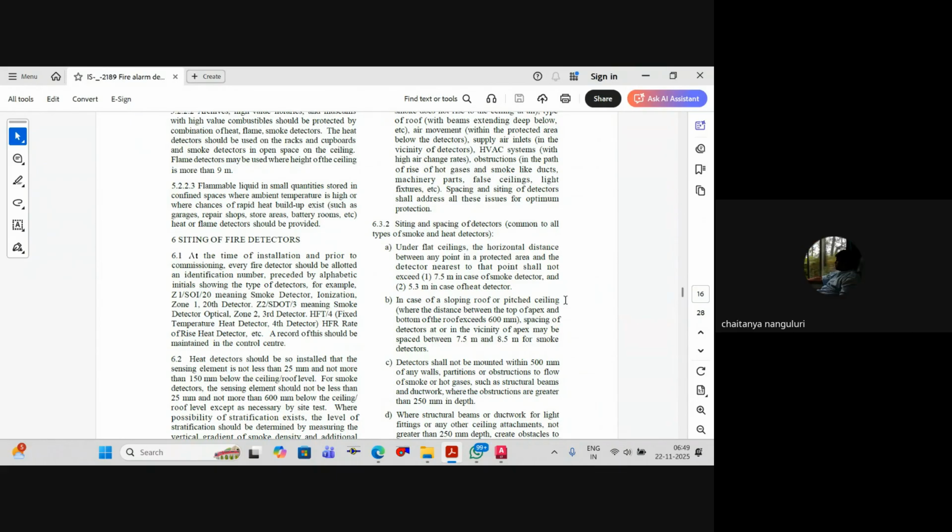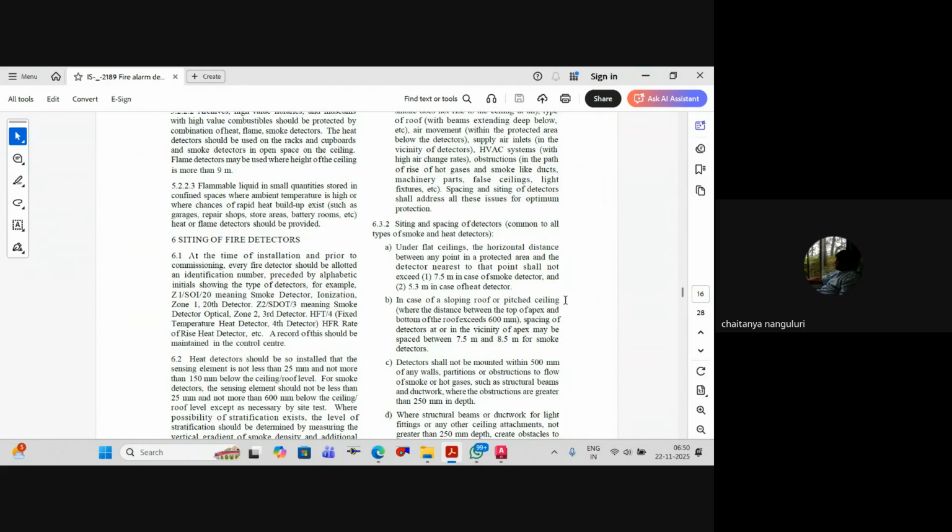Under flat ceiling, the horizontal distance between any point in a protected area and the detector nearest to that point shall not exceed 7.5 meters. In NFPA, it will be clearly written as any part of a ceiling; the terminology is a bit different. But generally, it will be 7.5 meters in case of smoke detectors. So when you draw a circle for a detector, you can draw a radius of 7.5 meters and make sure the total ceiling is covered. Understood? First we'll do this condition, and then we'll go to the other condition.